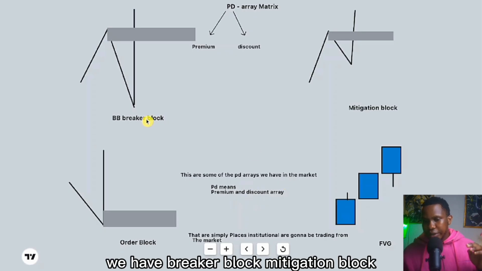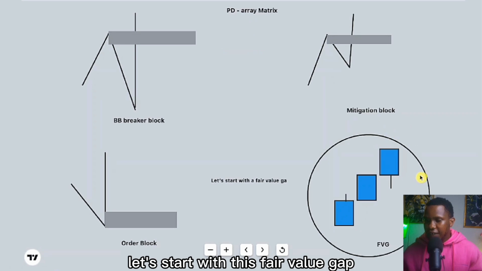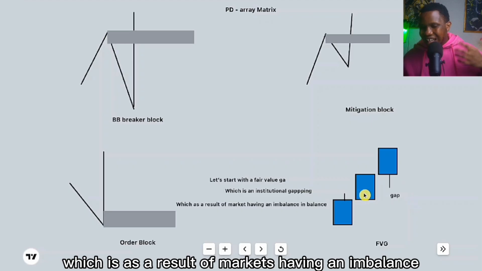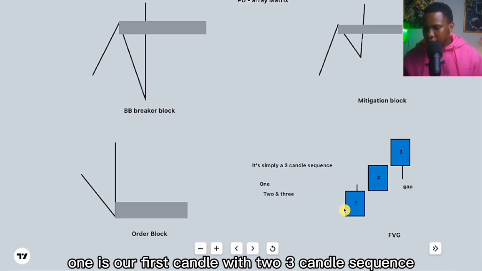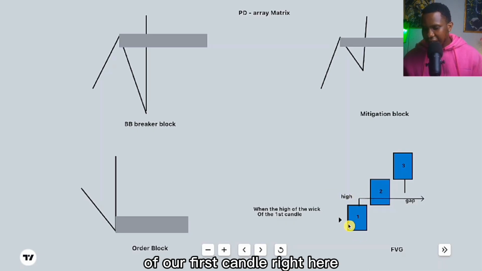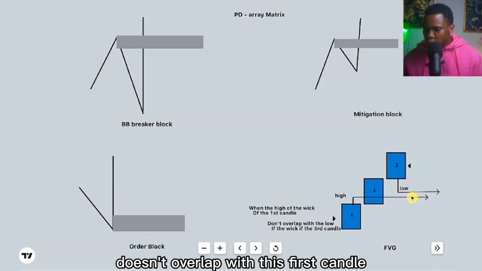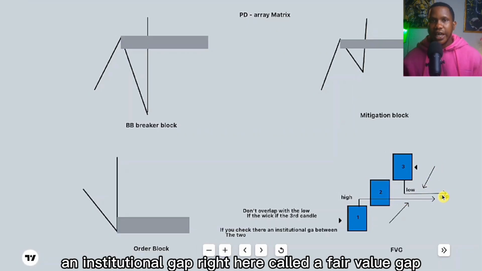We have breaker block, mitigation block, fair value gap, order block. Let's start with the fair value gap. A fair value gap is just an institutional gap, which is a result of the market having an imbalance. It is simply a 3 candle sequence. This is our first candle, with 2, 3 candle sequence. When the high of our first candle and the low of our third candle don't overlap, can you see what? There's an institutional gap right here called a fair value gap.